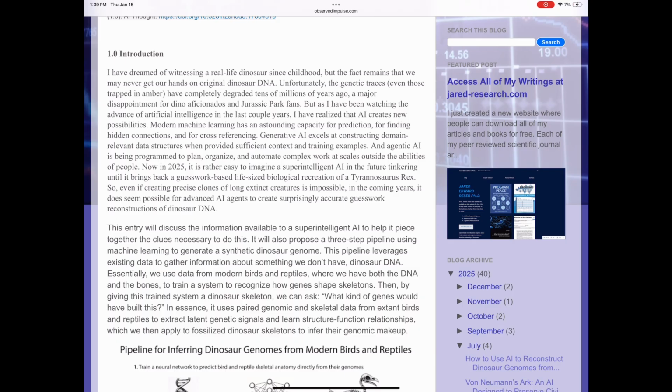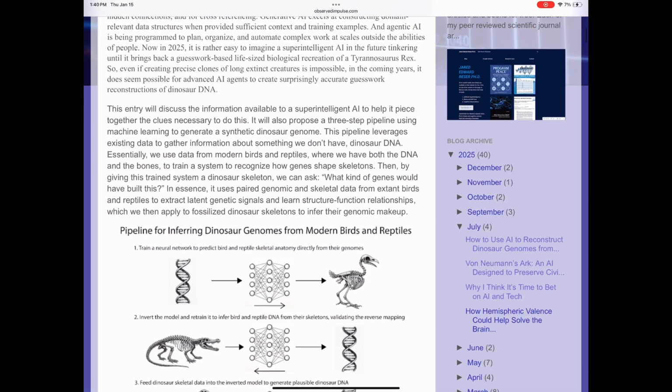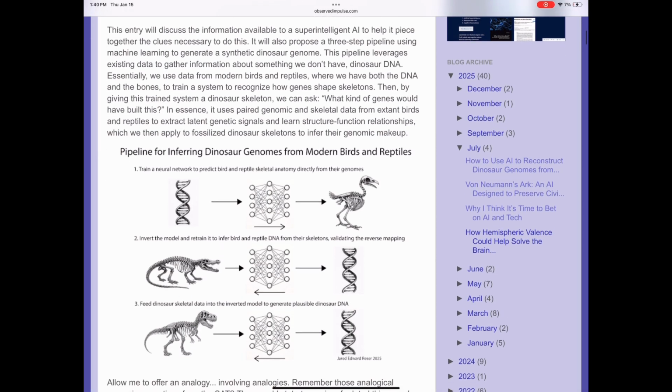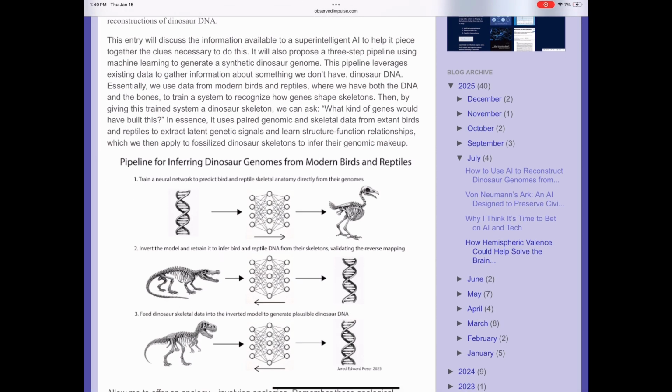So even if creating precise clones of long-extinct creatures is impossible, in the coming years it does seem possible for advanced AI agents to create surprisingly accurate guesswork reconstructions of dinosaur DNA. This entry will discuss the information available to a superintelligent AI to help it piece together the clues necessary to do this. It will also propose a 3-step pipeline using machine learning to generate a synthetic dinosaur genome. This pipeline leverages existing data to gather information about something we don't have, dinosaur DNA.